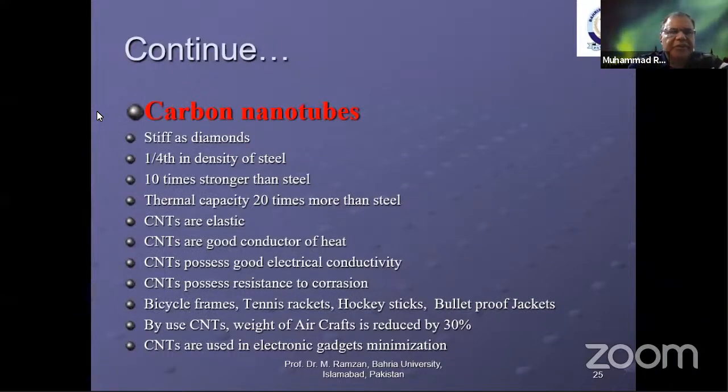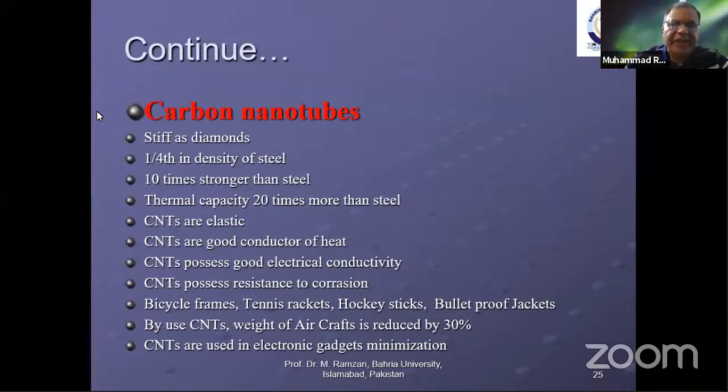If we talk about the carbon nanotubes, the characteristics, these are as stiff as diamonds. Diamond is considered the hardest element available in the universe, and you can see the carbon nanotubes are as stiff as diamonds. These are 1/4 the density of steel and 10 times stronger than steel. The thermal capacity is 20 times more than steel. Carbon nanotubes are elastic, are good conductors of heat, possess good thermal conductivity, and possess resistance to corrosion.